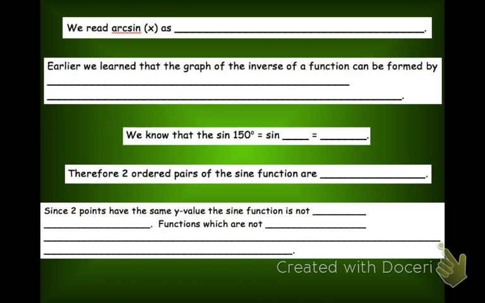So we read arc sine. When you read that, it actually means the angle whose sine is x. So they're talking about, when you use arc sine, this is going to be the sine value of it, not an angle measure anymore. Notice it's not a theta, it's now going to be some number.